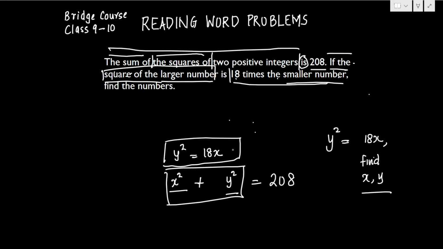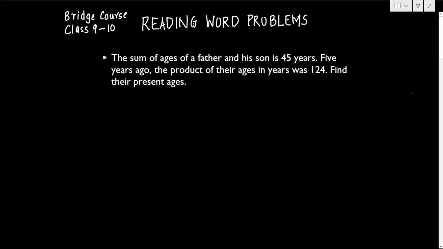So let us take another example. Just like the previous example, I'm going to read this and find the things in this problem. The sum of ages of a father and his son is 45 years. 5 years ago, the product of their ages in years was 124. Find their present ages. Okay, what are the things in this problem? You have a father, you have a son. But the things related to them are the father's age and the son's age. These are the two things in this problem.